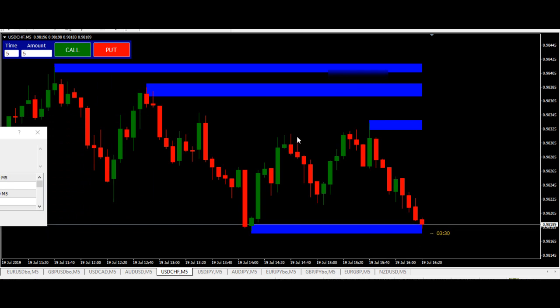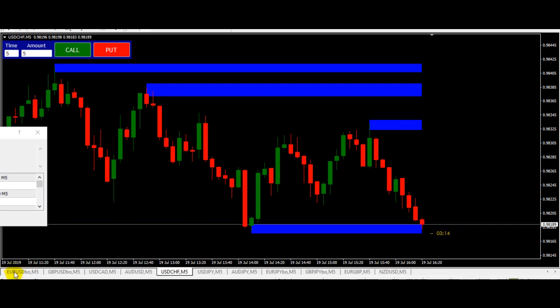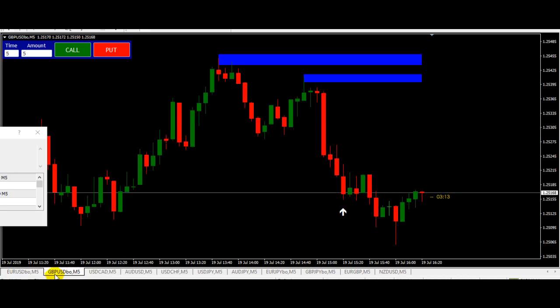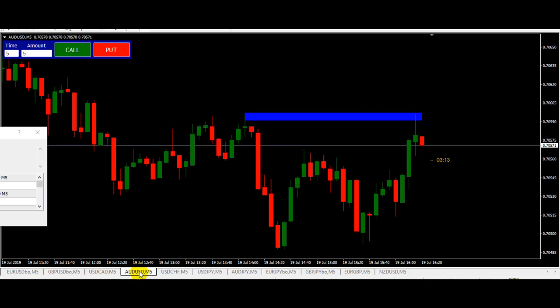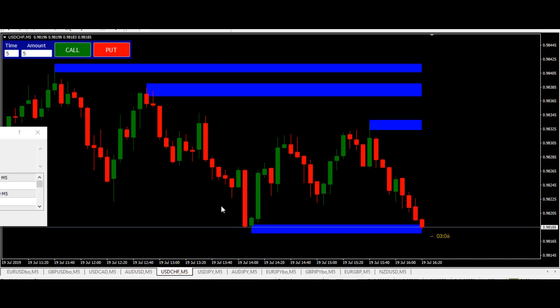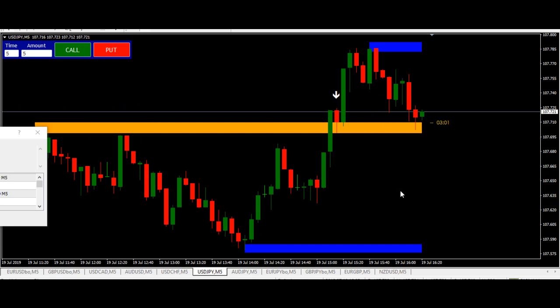There is an arrow that pops up. I expect the arrow whenever it is around this blue line, which acts as resistance and support. Here is acting as support, here is acting as resistance. Then there's another line which acts as trend continuation. This yellow line acts as trend continuation.